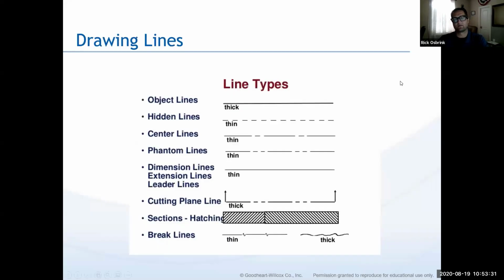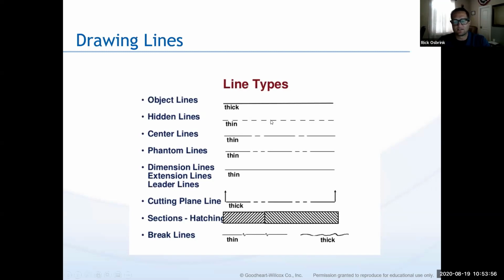So now we get down to some important stuff, the lines, okay? There are different lines that you're going to see on a set of plans, and they mean different things, okay? So the first one that we're going to look at is the object line. Now this is just the outside line of your part, okay? So what does that periphery look like? This is where a lot of your dimensions are going to be taken off of and stuff like that, just a solid, thick line.